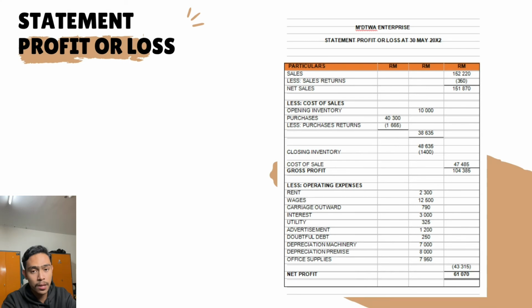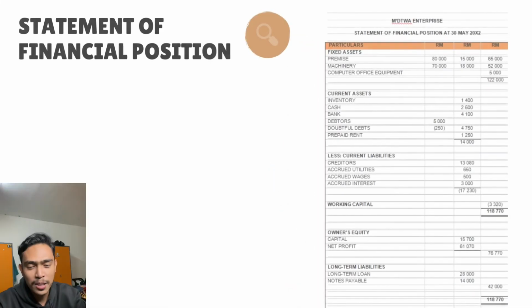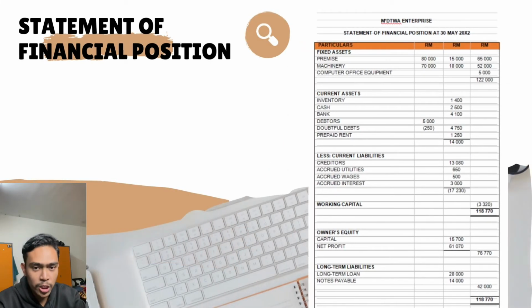Next is about statement profit or loss. The net sale that MD2 Enterprise got is 151,870, while the gross profit is 104,385, and last we get the net profit is 61,070. Last but not least, I will present about statement of financial position.